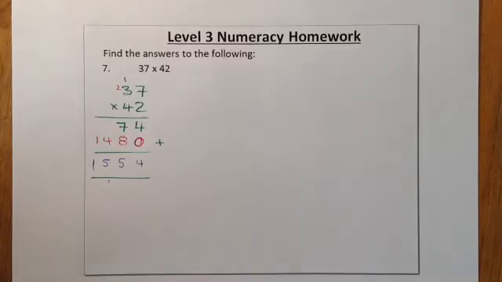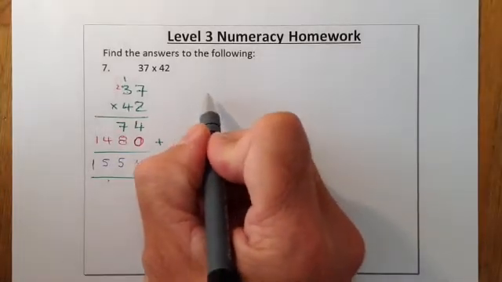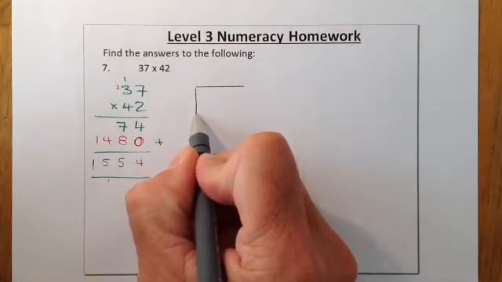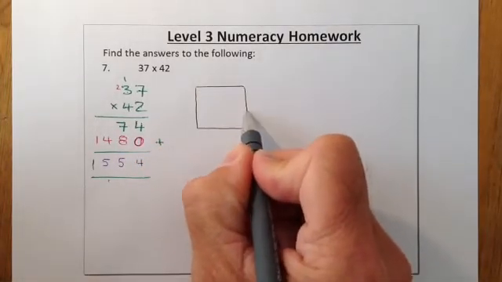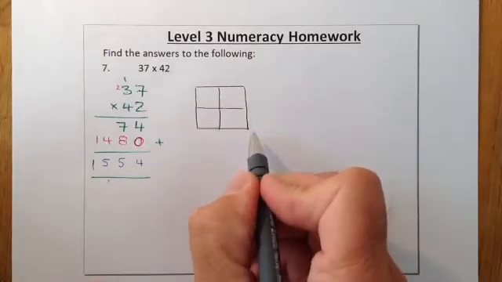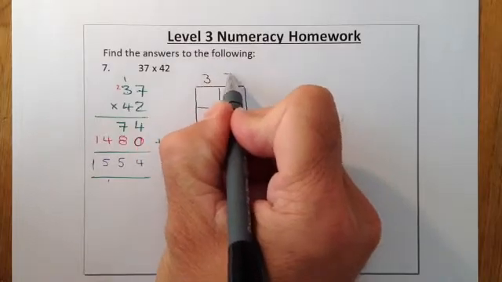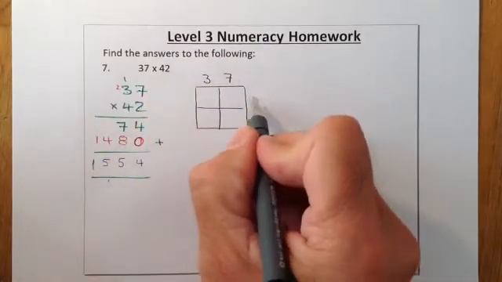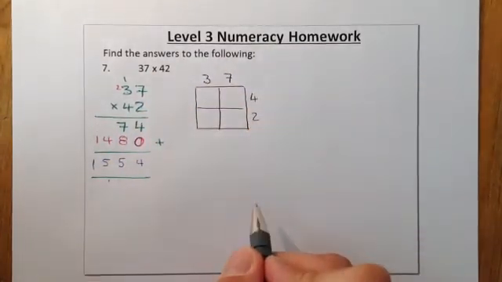So remember, there's more than one way to do this. What we'll look at is another method. So what I would draw out is just a box here, right? And the box is 2 along by 2 down. And there's my 3 and my 7. So there's my 37, and there's my 4 and my 2, and there's 42.